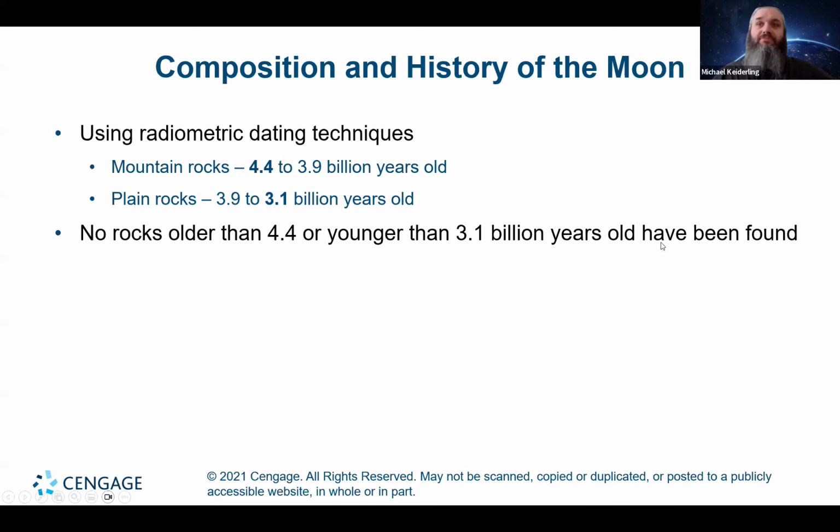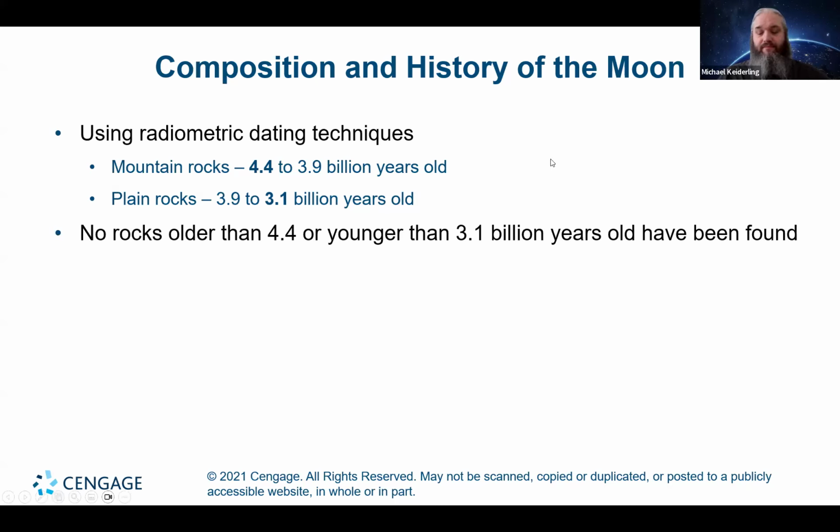So we think the moon is around 4.4, 4.5 billion years old. So no rocks older than 4.4 billion makes sense. And younger than 3.1 billion years old is because there just hasn't been any activity on the moon for the last several billion years to make new rocks. All the volcanic activity, et cetera, has ended.